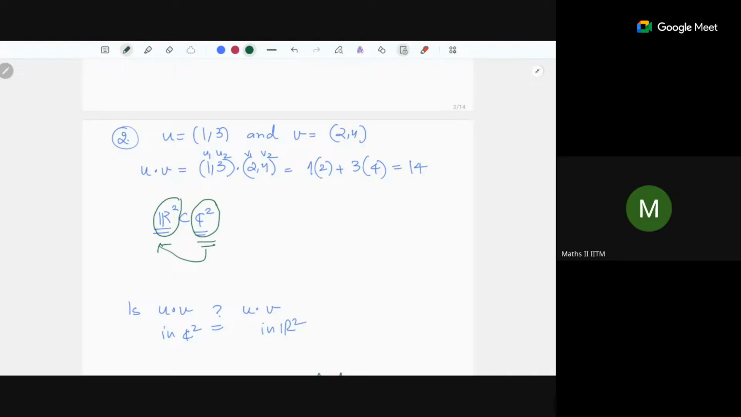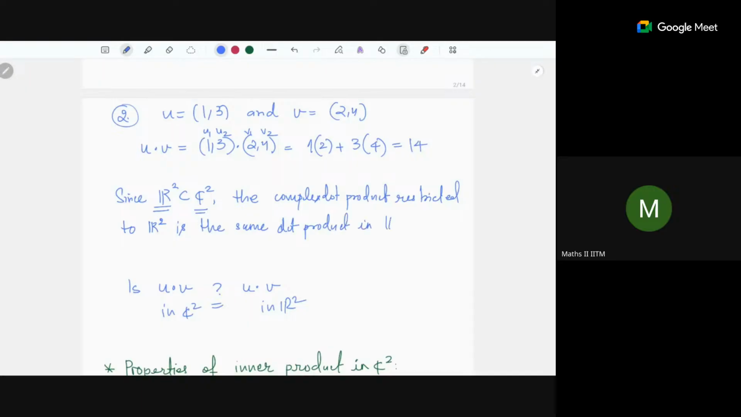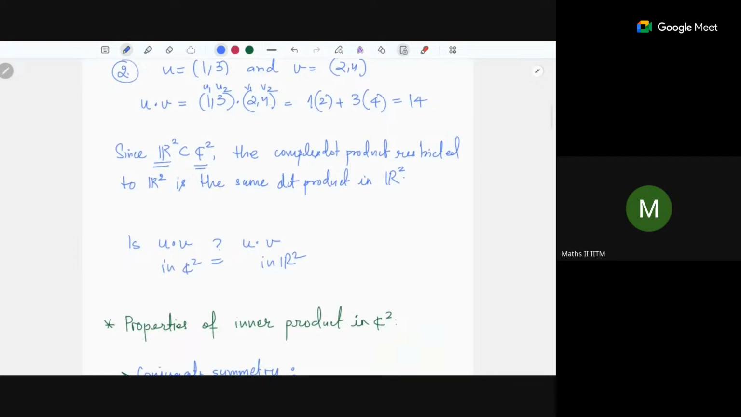This is one thing I want you to notice: since R2 is contained in C2, the complex inner product, the complex dot product, restricted to R2 is the same as the dot product in R2.